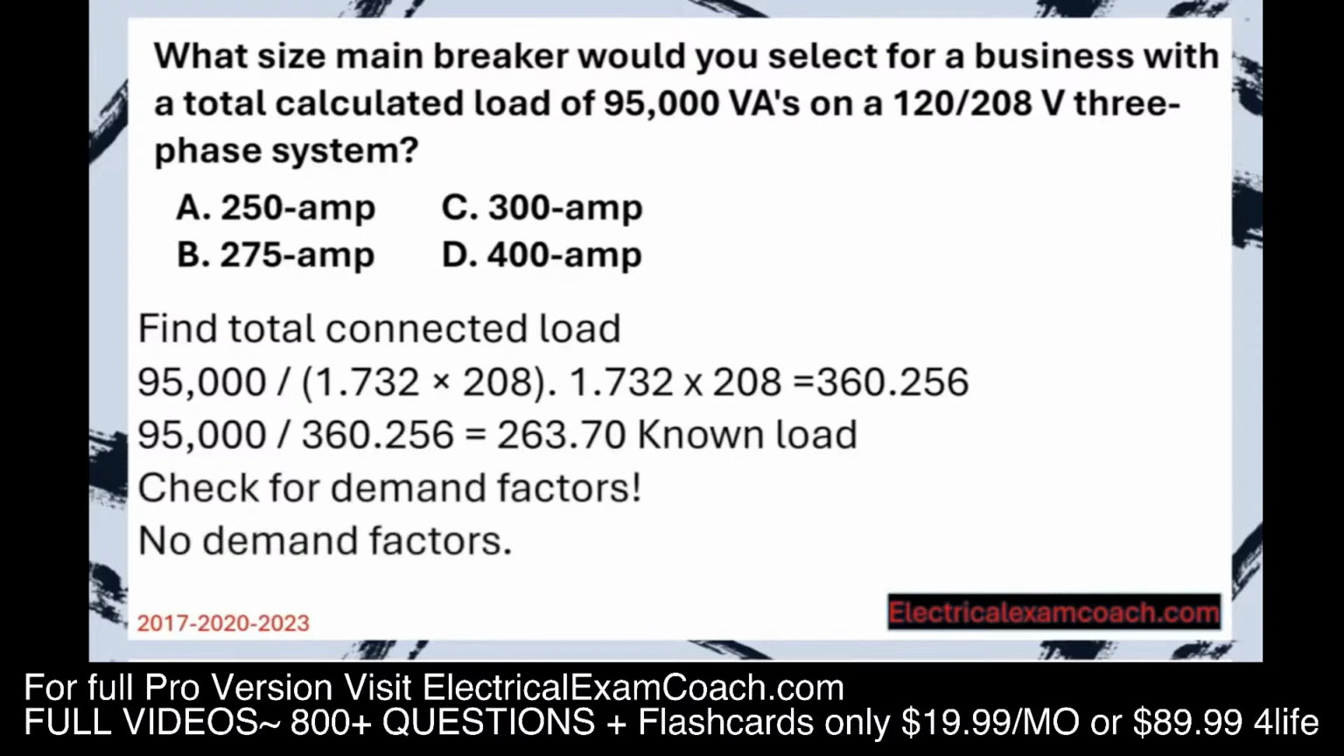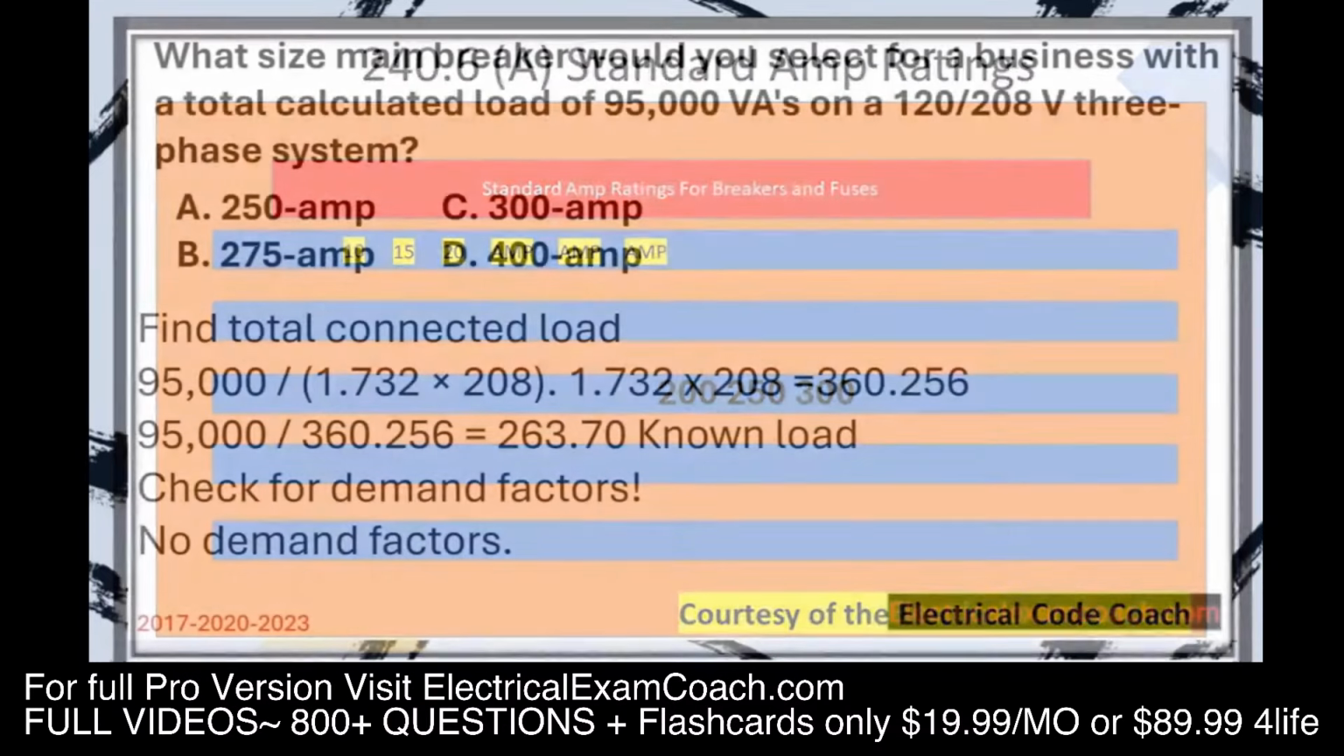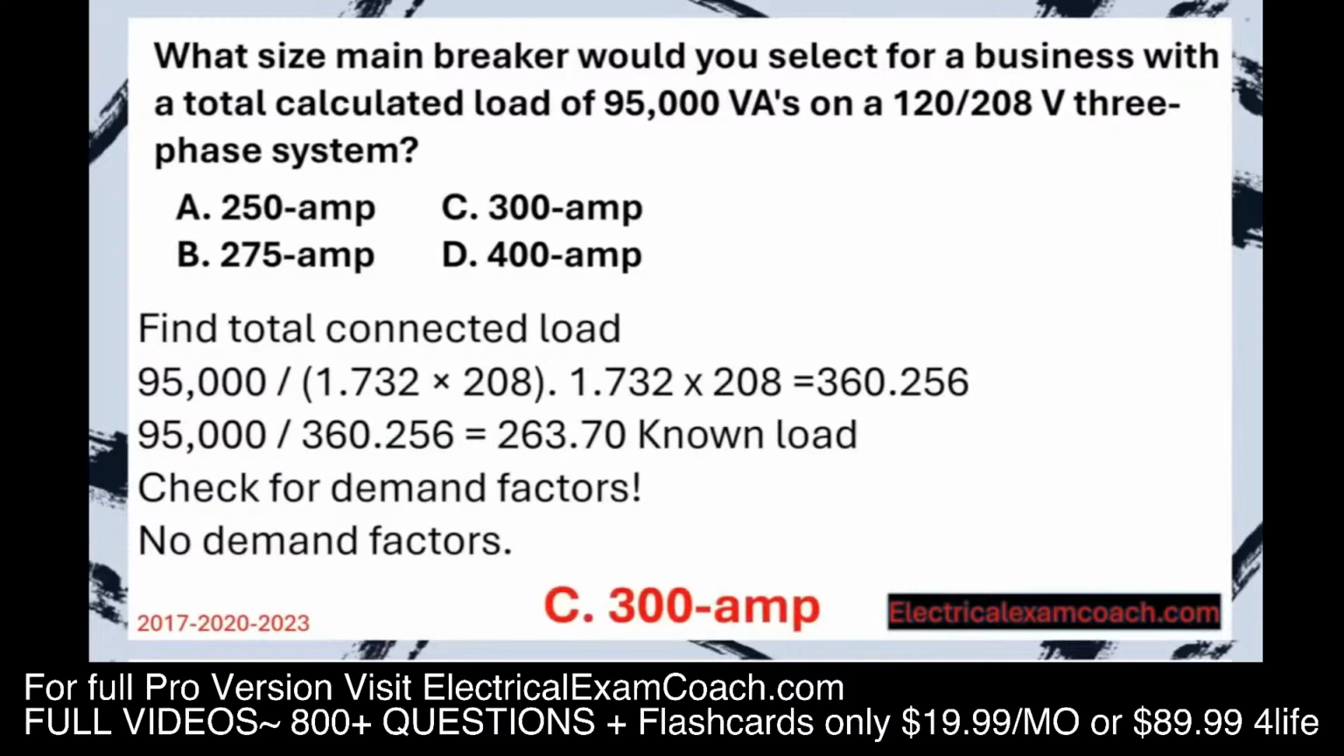There are no more demand factors, so we head to table 240.6a and choose the next standard size. And this is where the beauty happens. We're going to now put this on a 300 amp breaker instead of, like in the previous question, it would be on a 400 amp, meaning that we'd have to have larger wire in the previous question, which may lead us to have larger pipe, which we may end up with a larger cost of overall project.